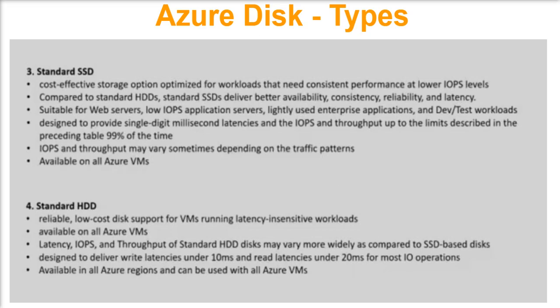It is designed to provide single digit millisecond latency and IOPS and throughput up to 99% of the time. In premium SSD it will provide 99.9%, while here standard SSD provides 99% of the time. So even here we can achieve single digit millisecond latency and the IOPS and the throughput, but compared to premium SSD, it will provide little lesser performance. IOPS and throughput may vary sometimes depending on the traffic patterns.